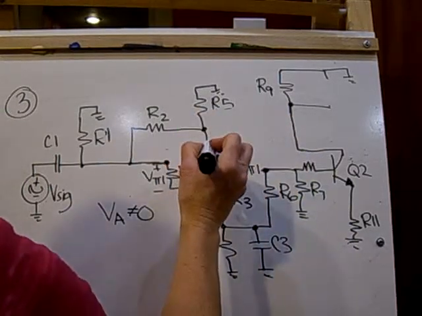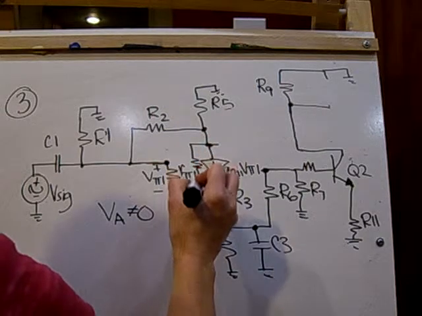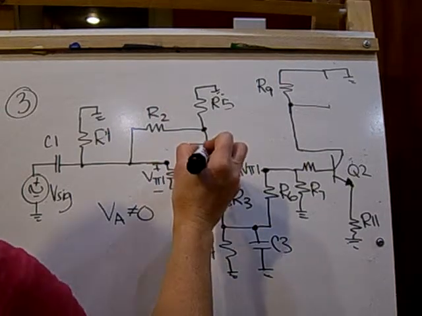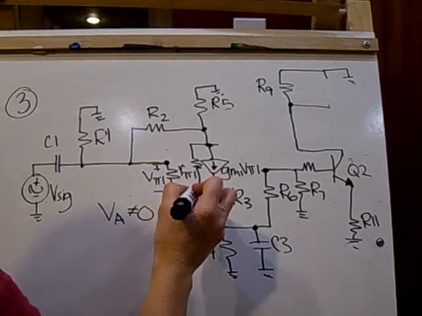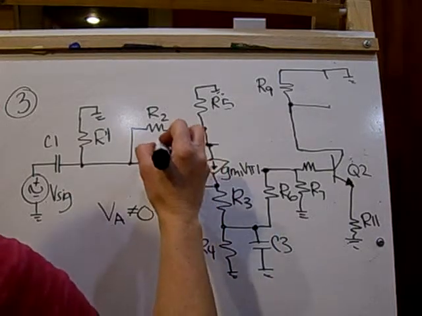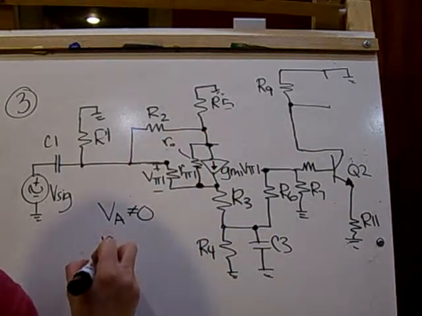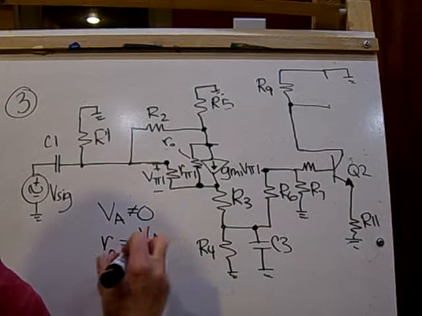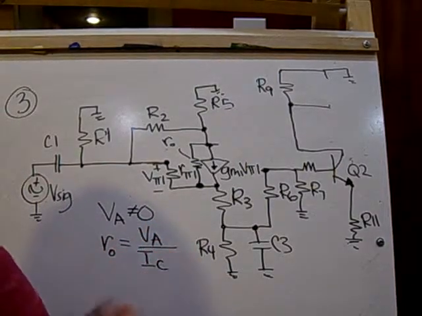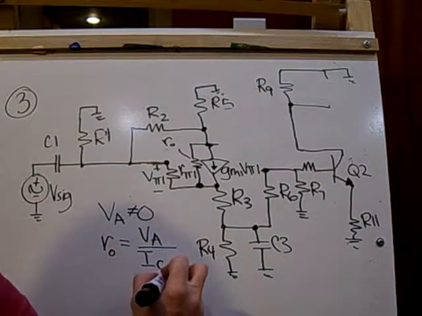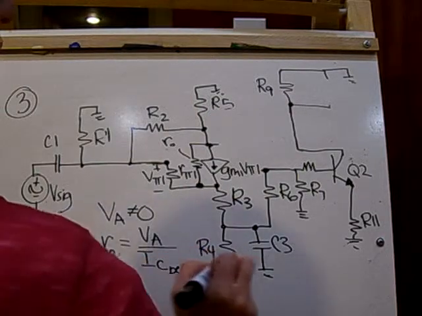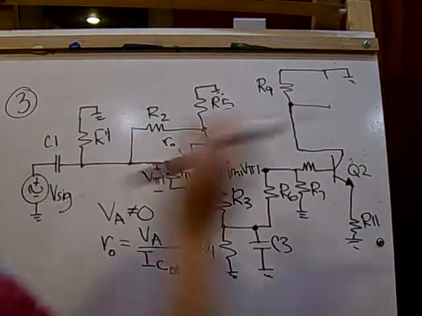And when you have a VA, which is your early voltage, draw it this way, it is in parallel with this dependent source. So the collector is the same spot and the emitter is the same spot. And it has a value of RO, where RO is VA over the DC current for IC.